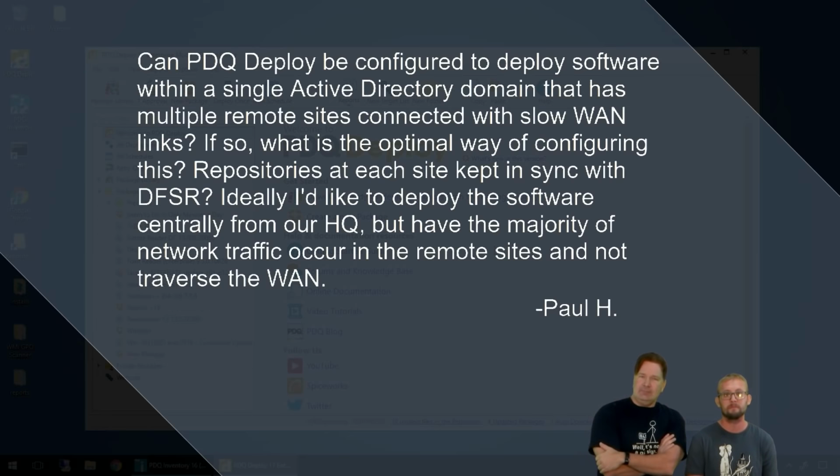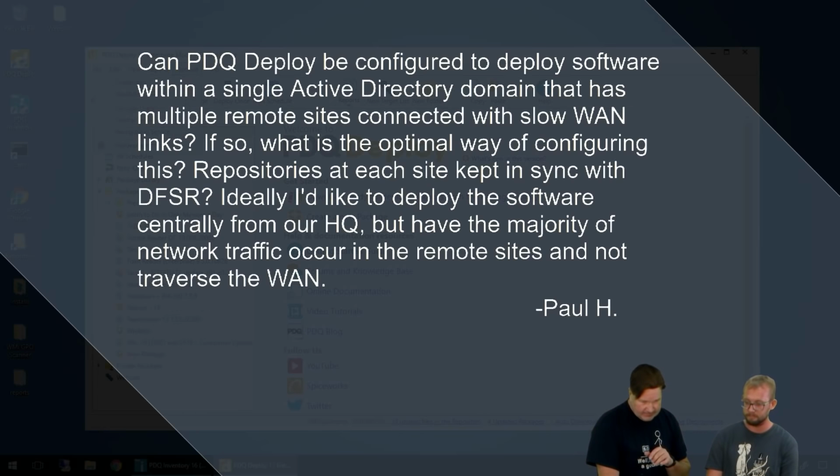Dear Josh, Dear Lex, can PDQ Deploy be configured to deploy software within a single Active Directory domain that has multiple remote sites connected with slow WAN links? If so, what is the optimal way of configuring this? Repositories at each site kept in sync with DFSR? Ideally, I'd like to deploy the software centrally from our HQ, but have the majority of network traffic occur in the remote sites and not traverse the WAN.